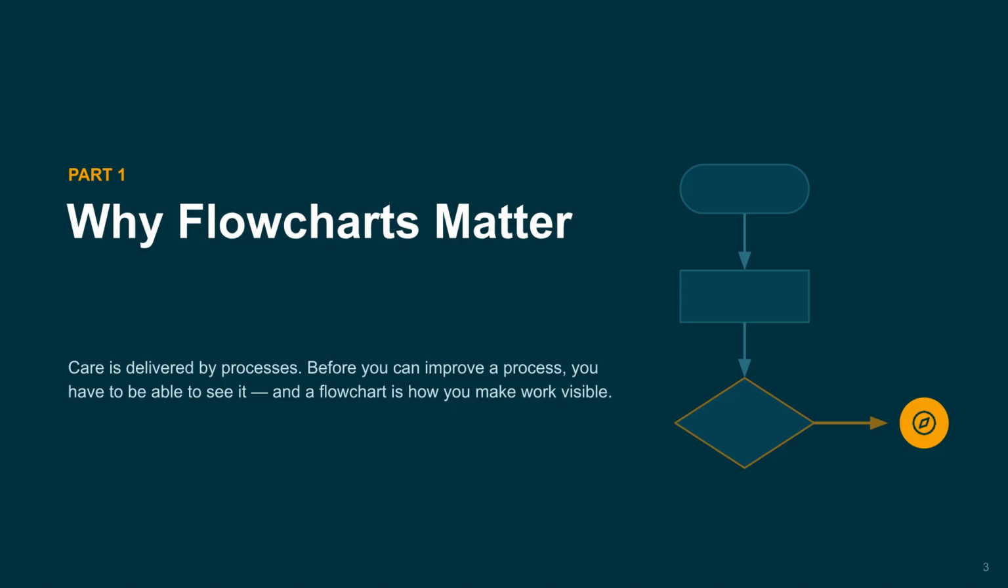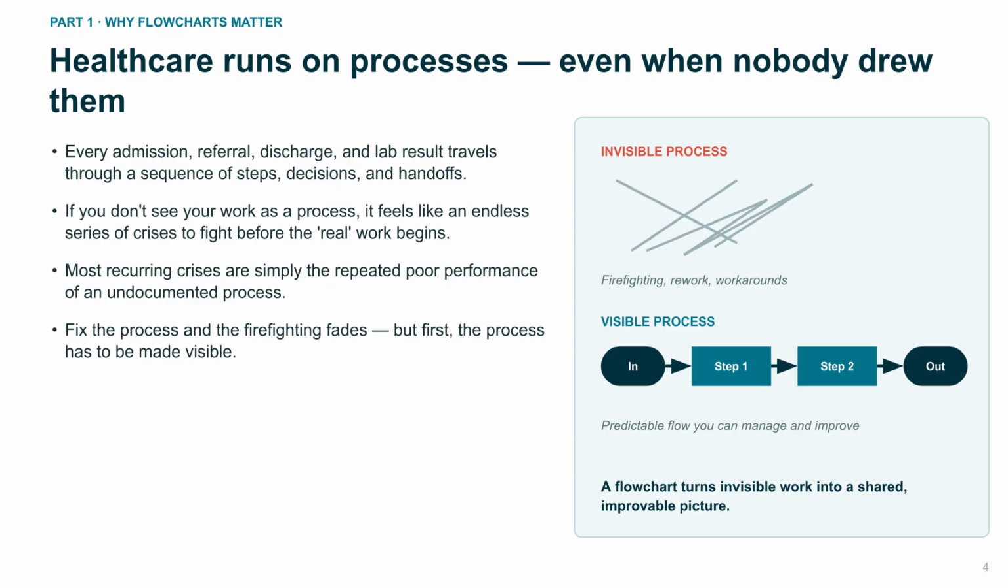Care is delivered through processes. To improve a process, you first need to see it clearly. A flowchart is the most effective tool to make that work visible. Healthcare runs on processes, even when they are not documented. When these processes remain invisible, they often result in daily firefighting and crises. By mapping the process, you transform invisible work into a shared, improvable picture.